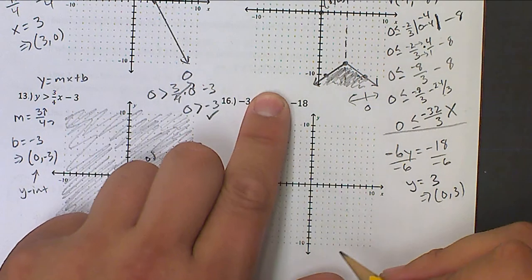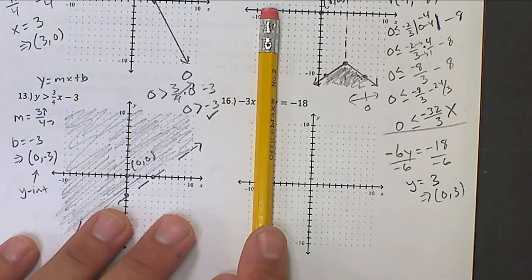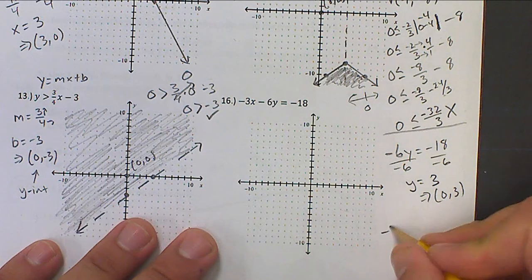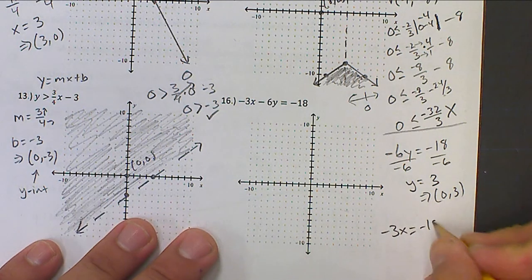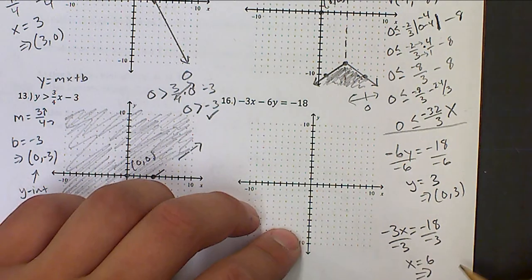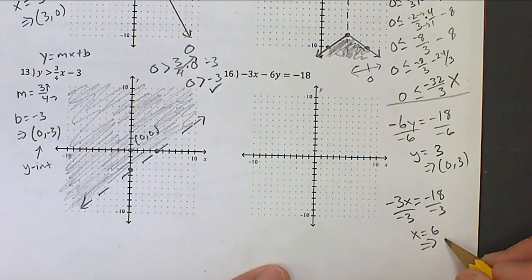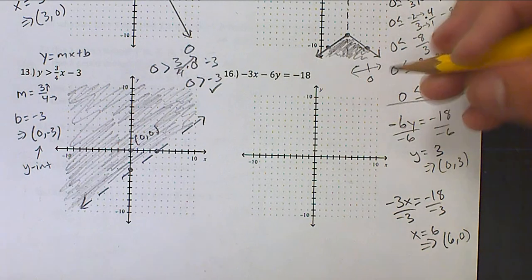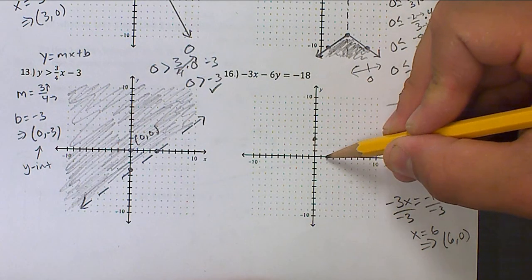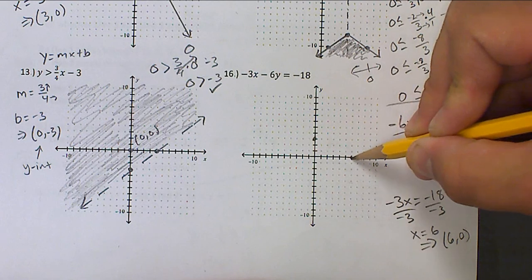Cover up y, and you get negative 3x is equal to negative 18, I'm sorry. Divide by negative 3 on both sides, you get x is equal to 6, which implies that the x-intercept is at 6, 0. Okay, let's go ahead and plot this. 0, 3 is this point right here. 6, 0, 1, 2, 3, 4, 5, 6 right here.